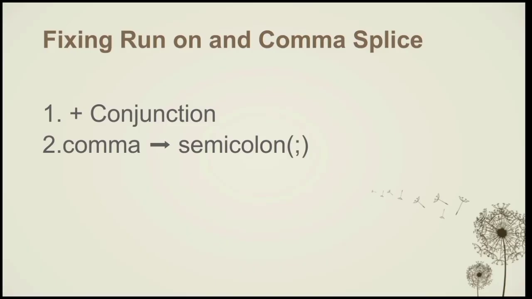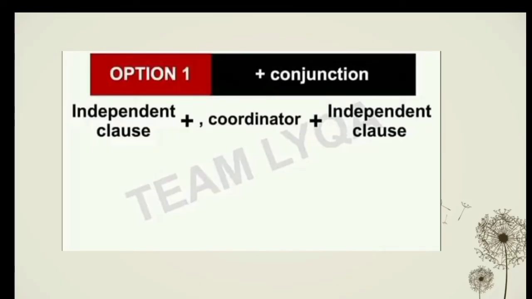Okay, so how are we going to fix this? Paano ba natin maaayos ang run-on sentence at comma splice? I have prepared two options. First is adding a conjunction, and second is turning the comma into a semicolon. So sa first option, ganito yung kalalabasan. Independent clause plus coordinator or yung conjunction plus independent clause again. So okay, yung conjunction, halimbawa nito, may ginawa ako.